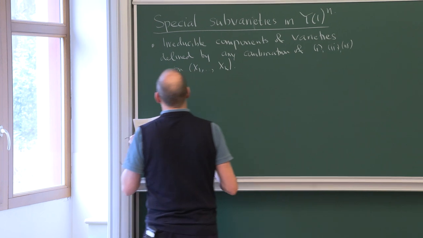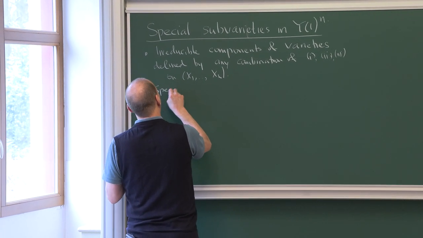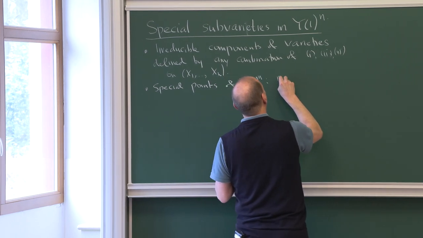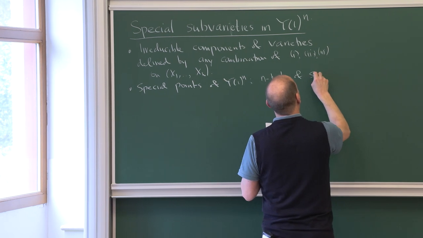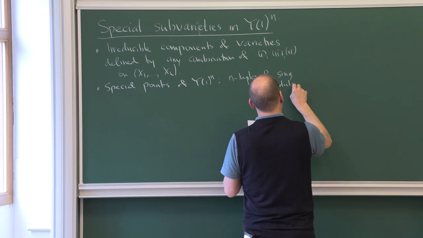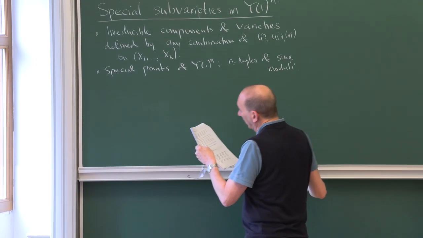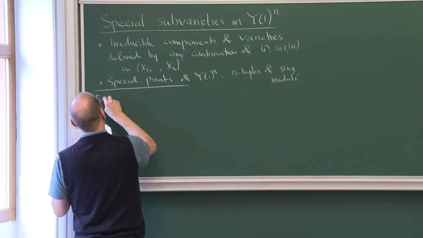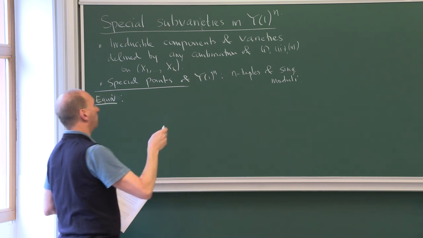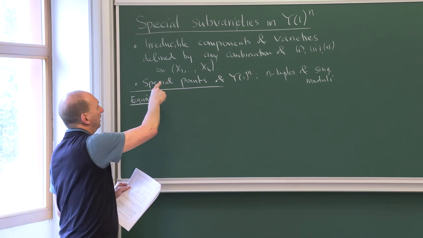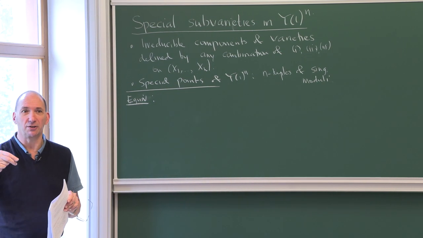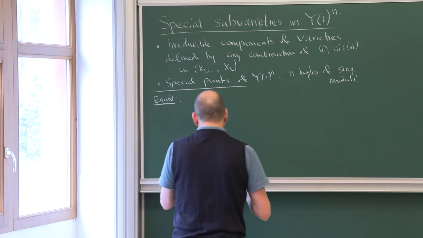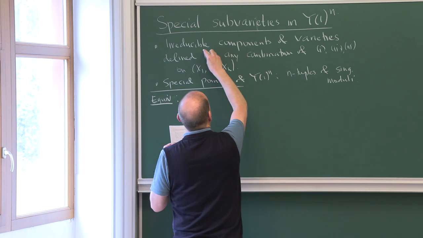But I'm going to give a more explicit description. So the special points of Y1 to the n are simply n-tuples of singular moduli, special points in Y1. Or let's say an equivalent definition: what happens when you impose these modular conditions is that you will, in effect, partition this set of coordinates into some which are constant, and then other parts of them which are all related by modular relations. And then we can also make a bit explicit what these irreducible components are.